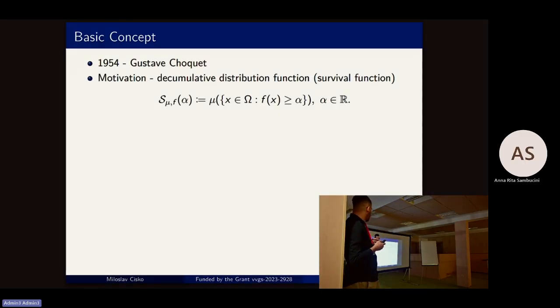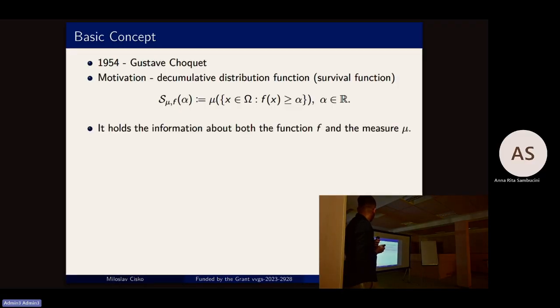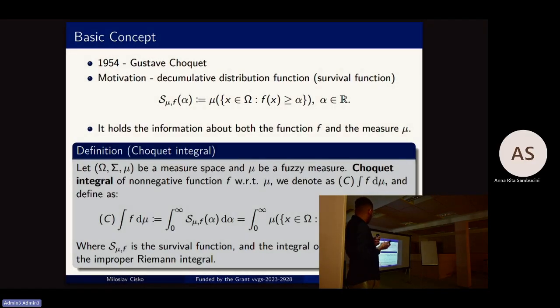And we are using the Choquet integral, which is basically just the Riemann improper integral of the survival function, which is defined in the following way. We are doing the alpha cut, and we are calculating the measure of the sets which hold this condition.